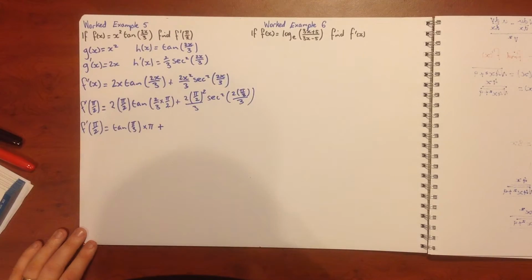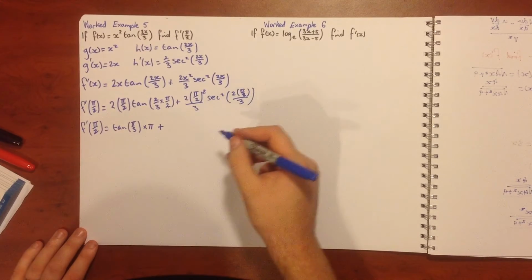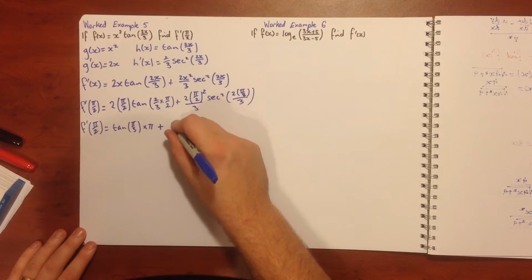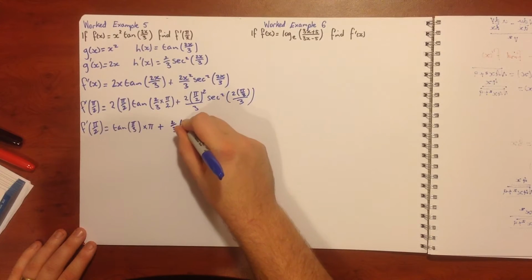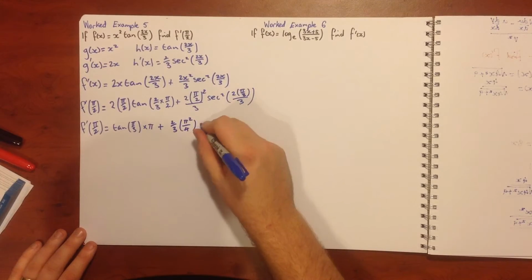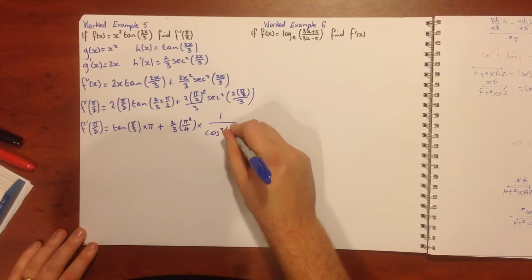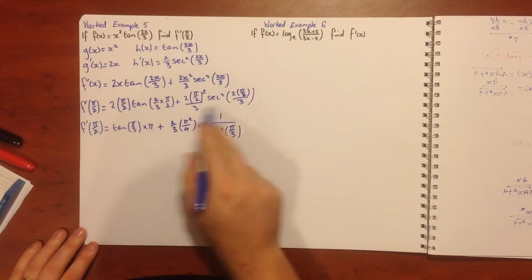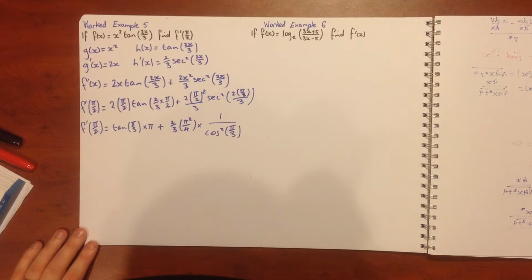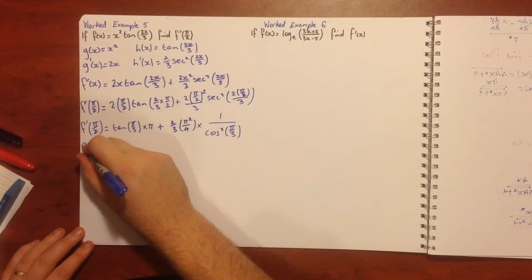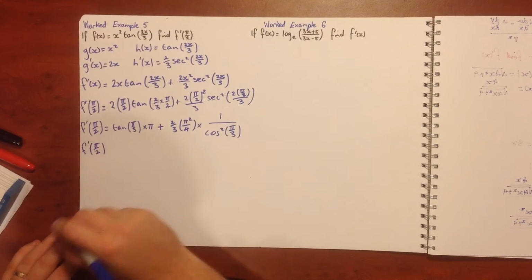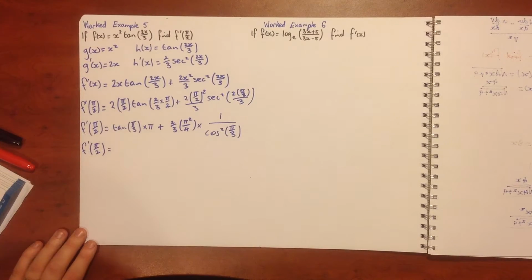Plus, for the next bit, we've got 2 on 3 times pi squared on 4, times 1 over cos squared of pi on 3. I wrote it differently, but it'll do the same thing. So we get f dash of pi on 2. Well, tan of pi on 3 is root 3.